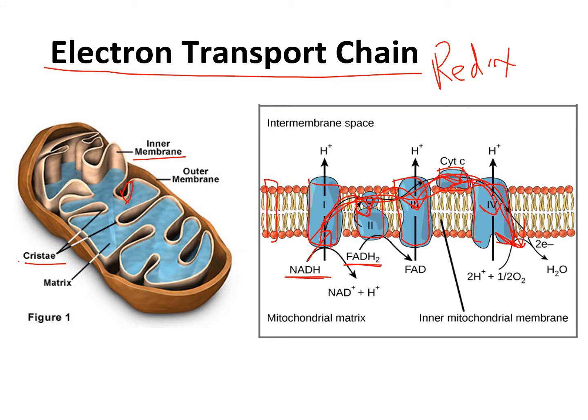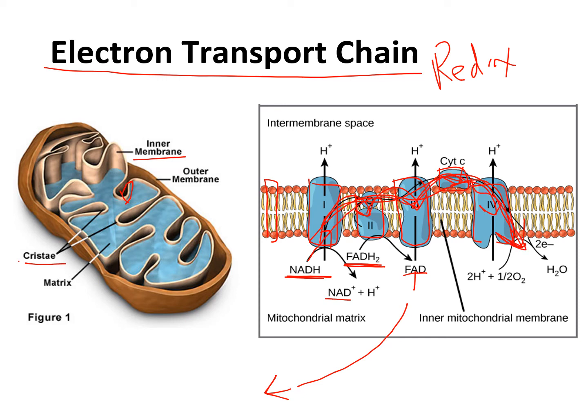So the NADH and FADH2 are going to lose their hydrogens. They're going to be oxidized, and that will cause them to form NAD and FAD. And those NAD and FAD molecules are going to cycle back to glycolysis and the Krebs cycle to pick up more electrons. So those electrons are dropped off by the NADH and the FADH2, and those electrons are transported along the chain.